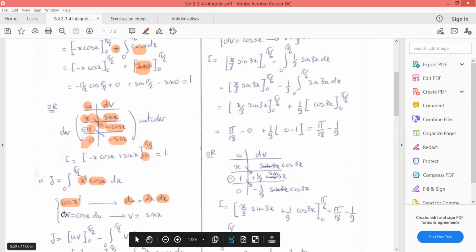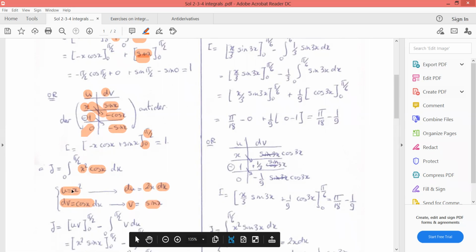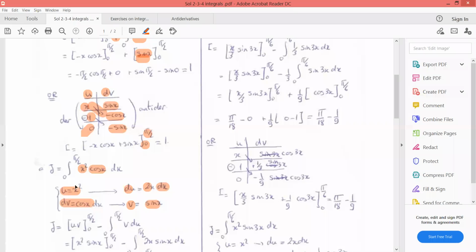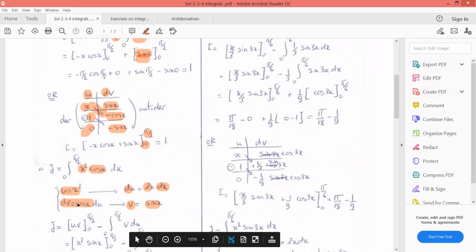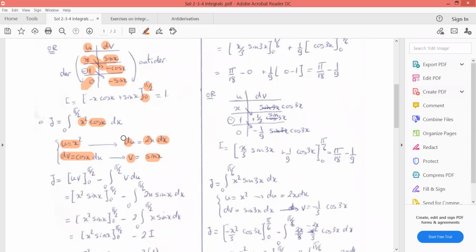I take dv, the trigonometric part, cosine x. From dv, I can calculate v. v equals the integral of cosine x. What is the integral of cosine x? Which is sine x. So u is the polynomial part, x squared, then du equals 2x dx. dv is the trigonometric part. From dv, I can calculate v by making the integral. The integral of cosine x is sine x.